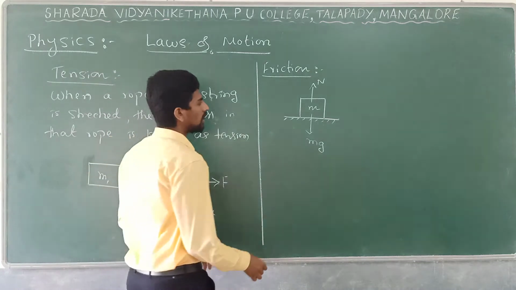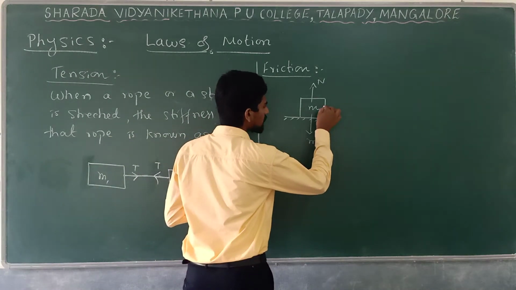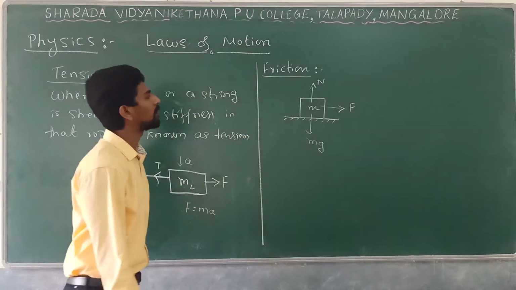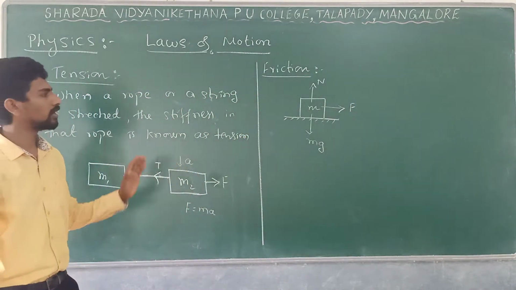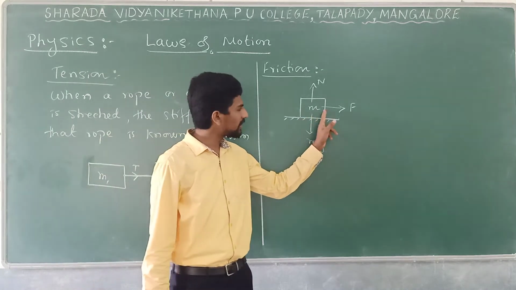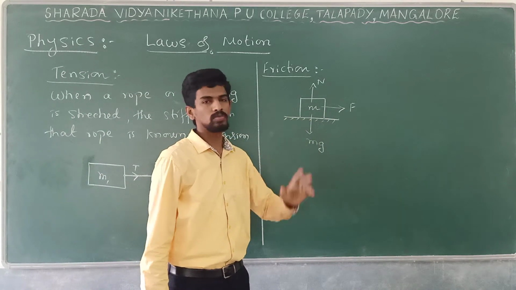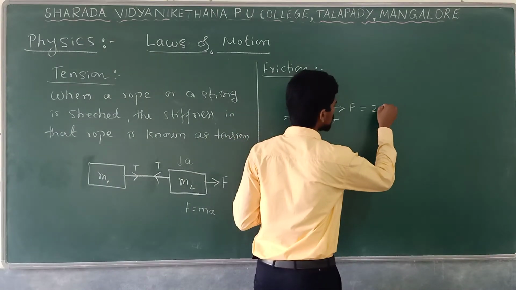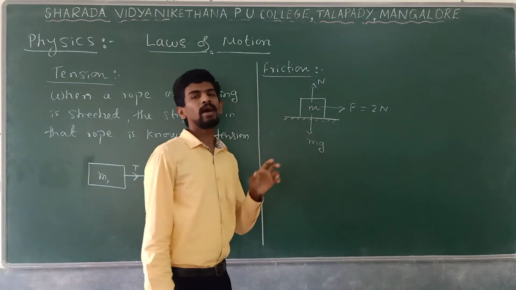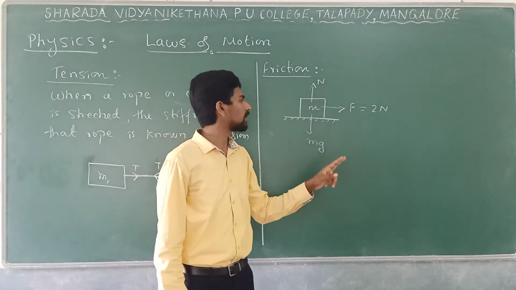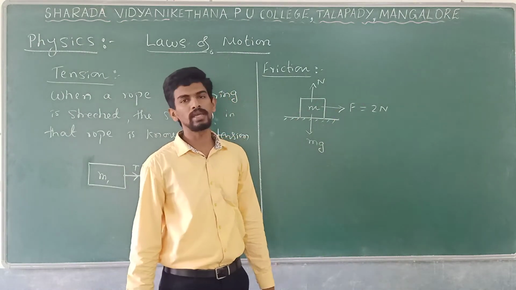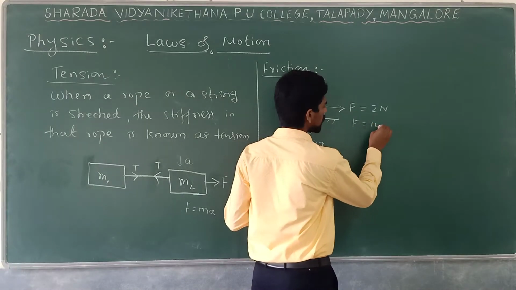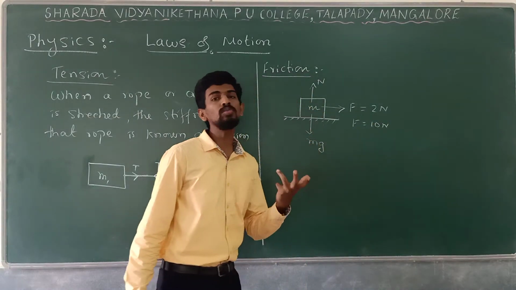Now here I am pulling this m in this direction by applying force F. Now if I apply a small force, this m will not move. Consider I apply a force of some 2 Newton. If I apply 2 Newton, it is not moving. If I apply 3 Newton, then also it is not moving. If I apply for example 10 Newton, it has started to move.